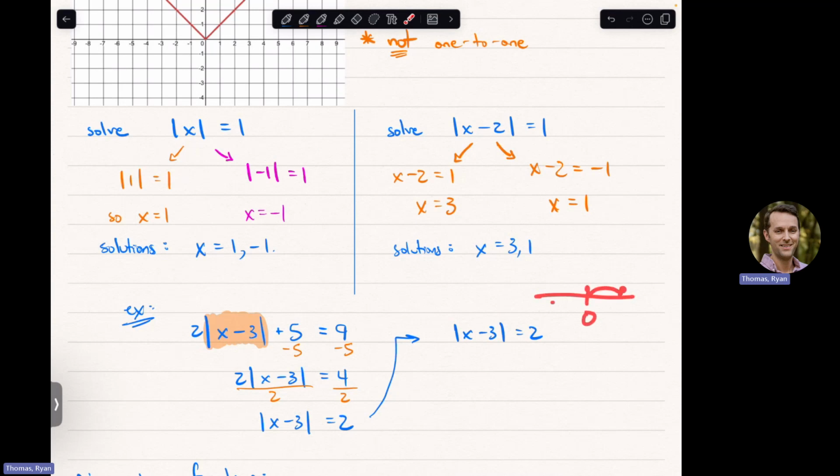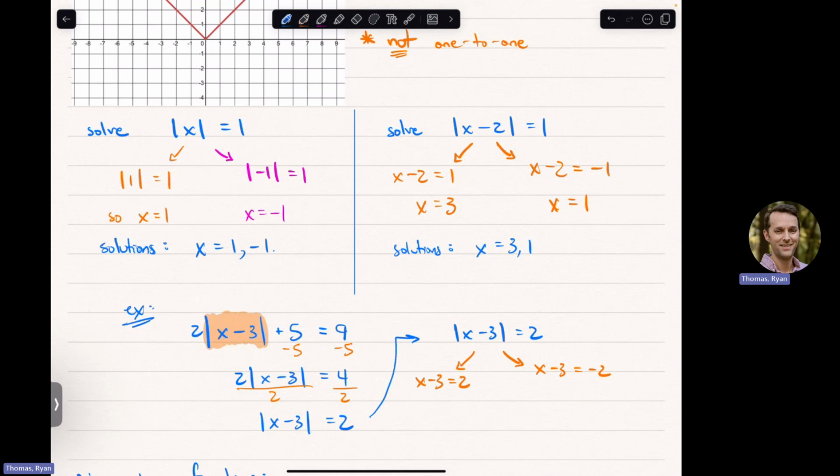So on a number line, that would be either positive 2 or negative 2. So what we have then is that x minus 3 could be positive 2, or x minus 3 could be negative 2.